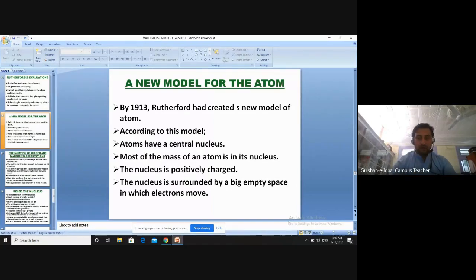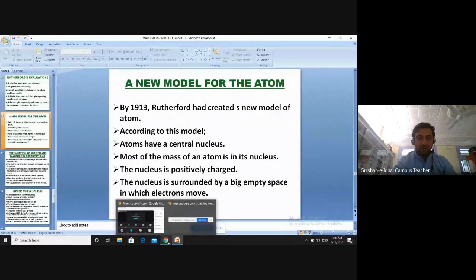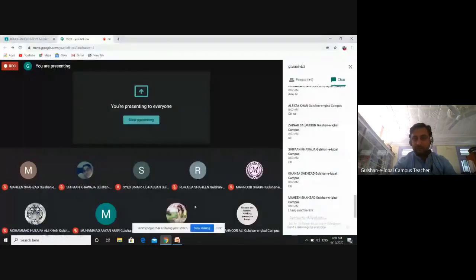Coming back to the screen now, if you have any question regarding this particular model, you can ask, so that we can move to the next.